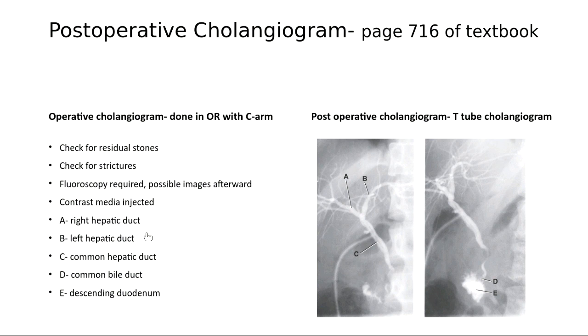They show you here that A is the right hepatic duct, B is the left hepatic duct, and then you come down into the common hepatic duct. Over here, you've got the common bile duct and the descending duodenum. So when they're in there, they put what's called a T-tube into the patient after the surgery when they flush through the contrast. If they're concerned about any stones that are left after the surgery, then they may order a post-operative cholangiogram or a T-tube cholangiogram.